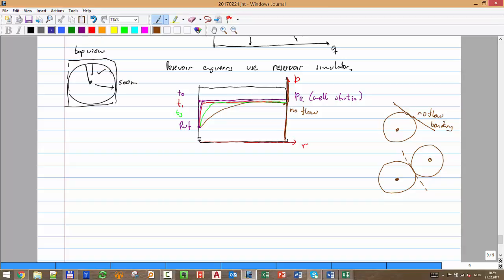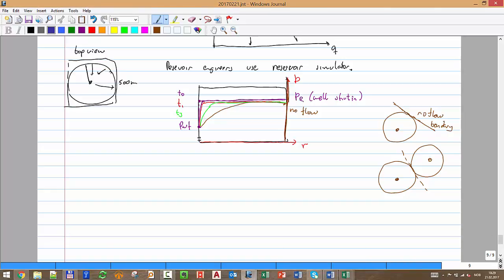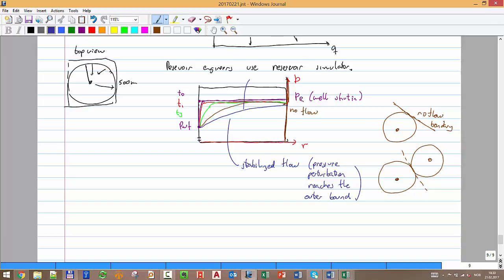But there will come a point in time where I reach the boundary. The pressure disturbance reaches the outer bound, and at that point is what we call stabilized flow. That is, the pressure perturbation reaches the outer bound, and that's what my IPR is representing, exactly that particular pressure distribution.